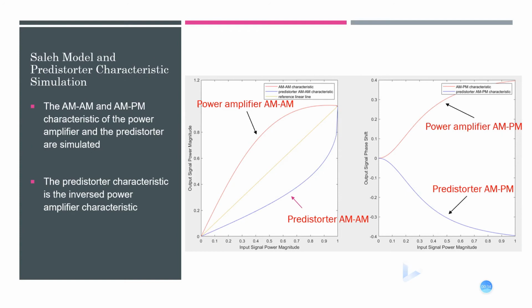From this slide, I'm going to introduce some important results of the project. The first one is the AM/AM and AM/PM characteristic of the power amplifier and the predistortor. The predistortor characteristic is inverse to the power amplifier characteristic.